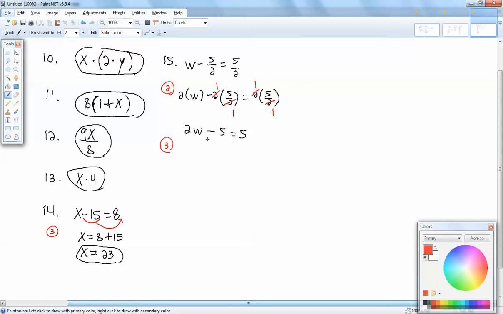Step 3. Get everything with a W on one side, numbers on the other side. So I'll take this negative 5 and move it over. Anytime you take anything across your equals, your sign changes. So the negative 5 becomes a positive 5. Our note up at top says in any step, combine together like terms, combine together numbers. 5 plus 5 is 10. And step 4, divide both sides by the number in front of your W. So the number in front of our W is a 2, so we're going to divide both sides by 2. And you get W is equal to 10 divided by 2, which is 5.